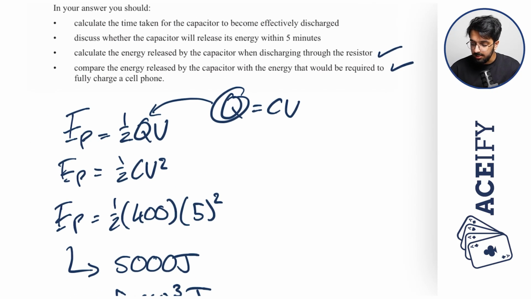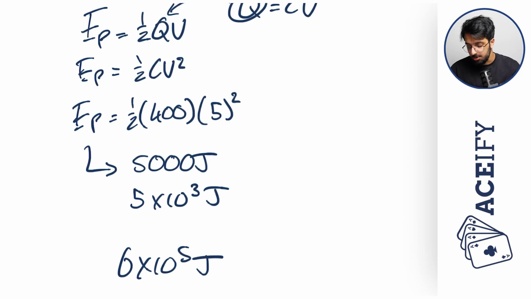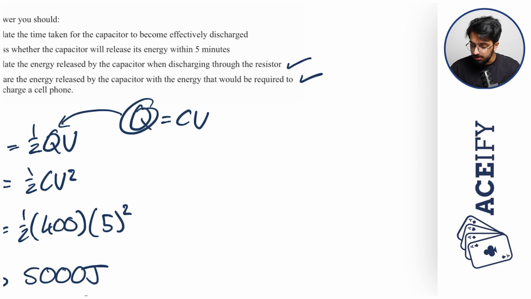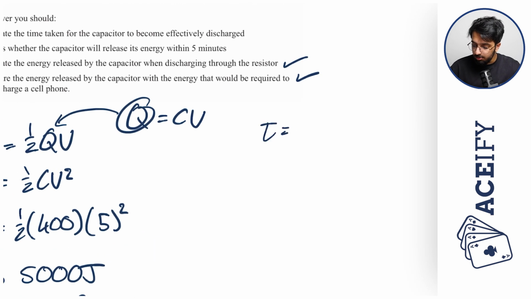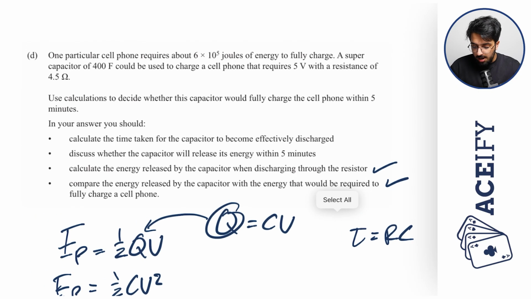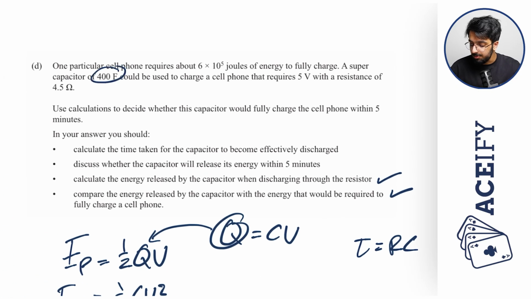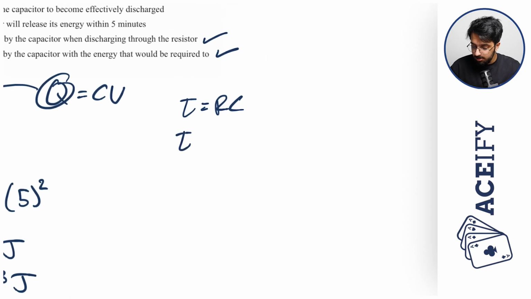So we compared the energy in the capacitor to the energy that the cell phone requires, and we saw it didn't have enough energy, and we also calculated the energy within the capacitor. So now these top 2 points, the time constant. We know our time constant is equal to our resistance times our capacitance. We have a resistance of 4.5, and obviously our capacitance is still 400 farads. And so this gives a time constant of 4.5 times 400.